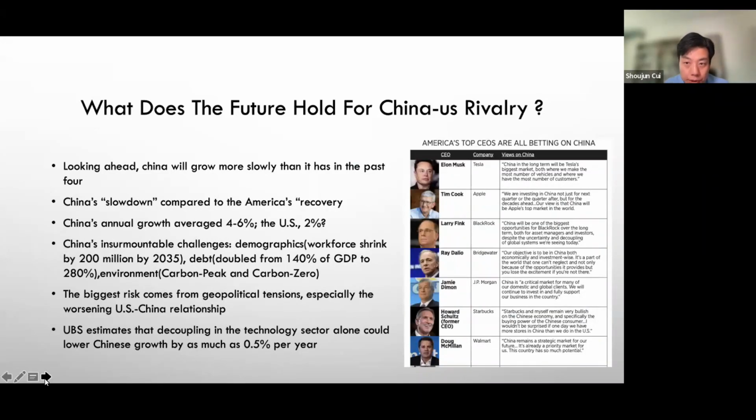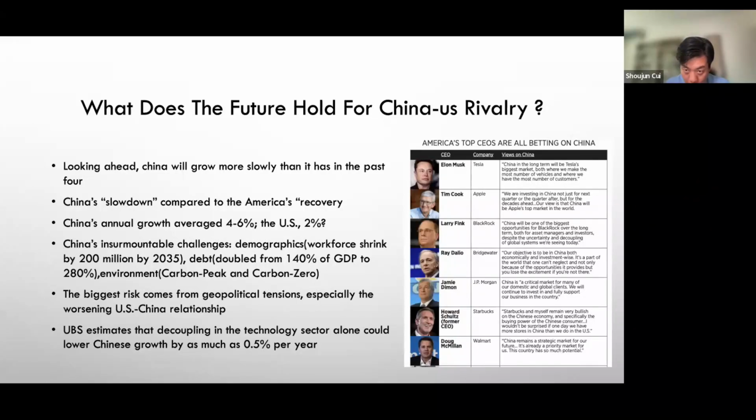And also the China-US rivalry. You can see the different opinions. One opinion in the US is that China's economy will be seriously or badly impacted by the US decoupling policy. But there is other evidence to show otherwise. You can see American top CEOs are all betting on China.